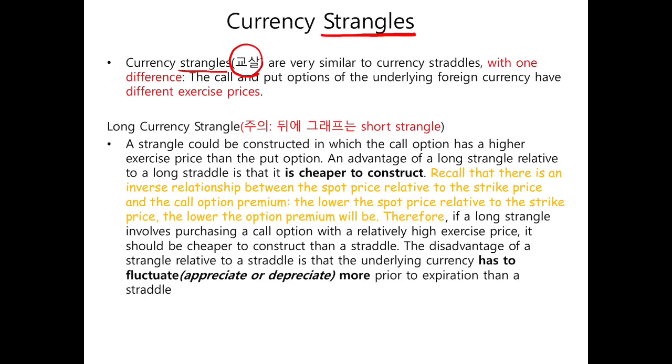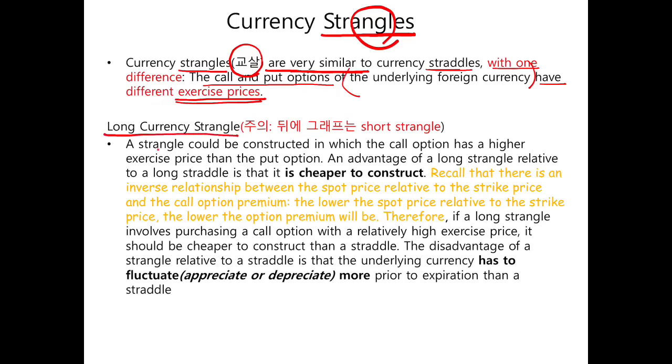Currency strangle is very similar to, but not the same as, the currency straddle, with one difference. Call and put options of the underlying foreign currency have different exercise prices. The exercise price in the case of the straddle was the same for both call and put option, but as it becomes a strangle, the exercise prices become different from each other. Now we want to talk about the long currency strangle.